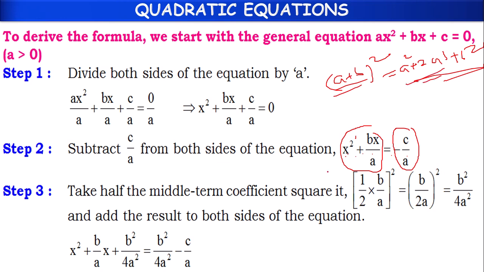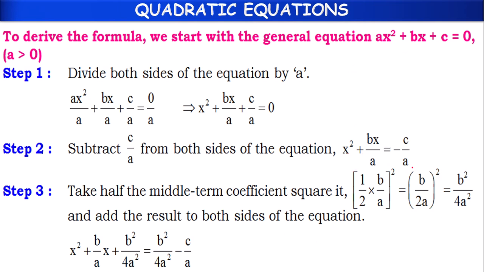Now we have only two terms. a square is there, 2ab is there. We need b square. For having this b square, we have to take half of the middle term. The middle term is b by a, which is the coefficient of x. We have to take half into b by a, and we have to square it, and this term is to be added on both sides of the equation.